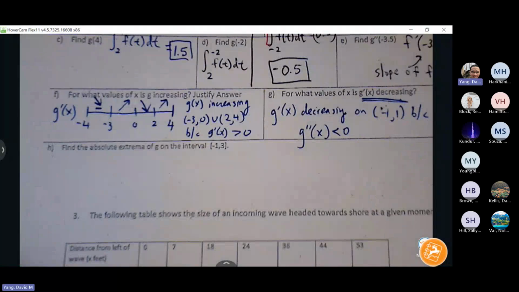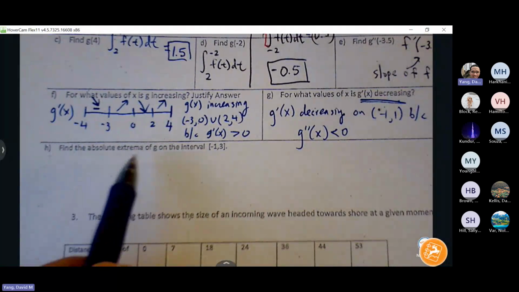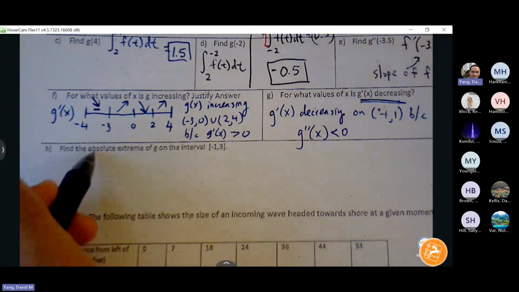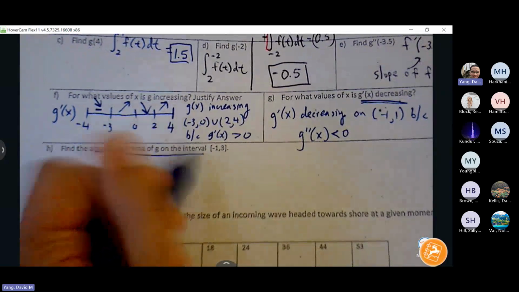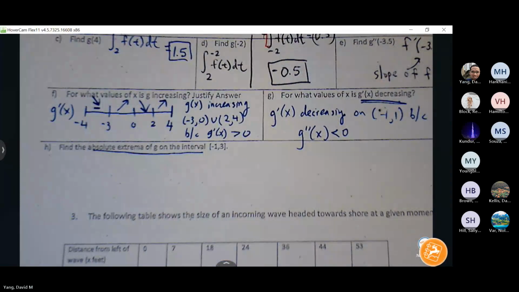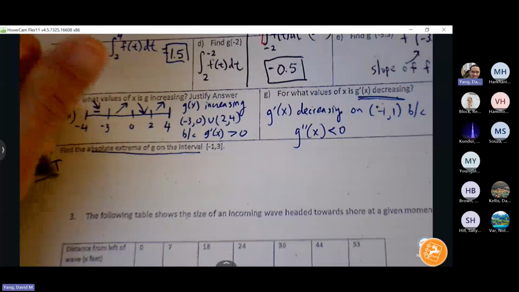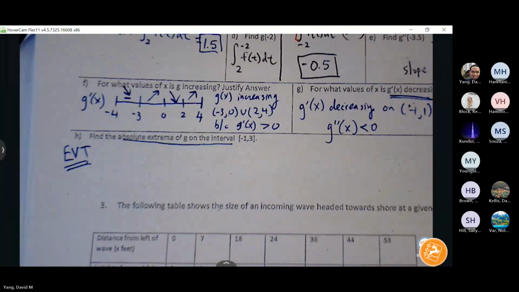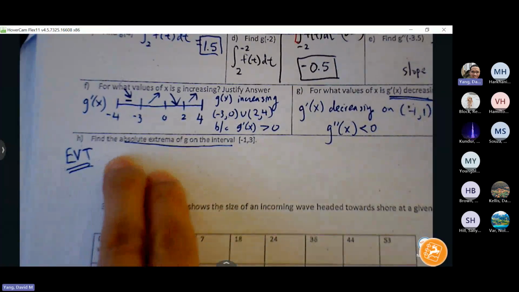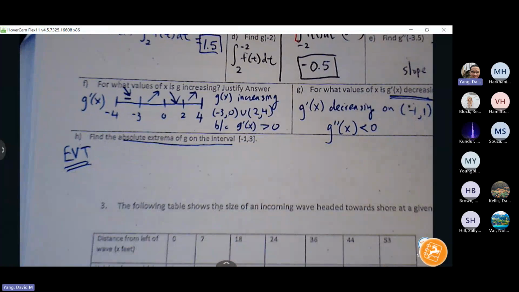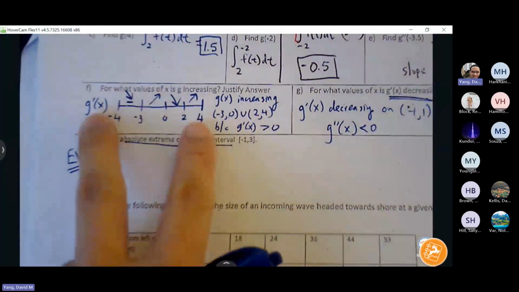Okay, find absolute extrema. So again, what theorem is this asking us to apply here? EVT. So if we want to do extreme value theorem, what candidates do we have to consider? Okay, endpoints, critical points. Where do we pick this off of? The slope sign line or the concavity sign line? Slope sign line.